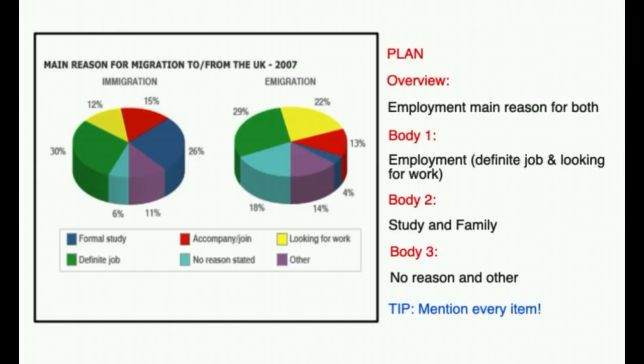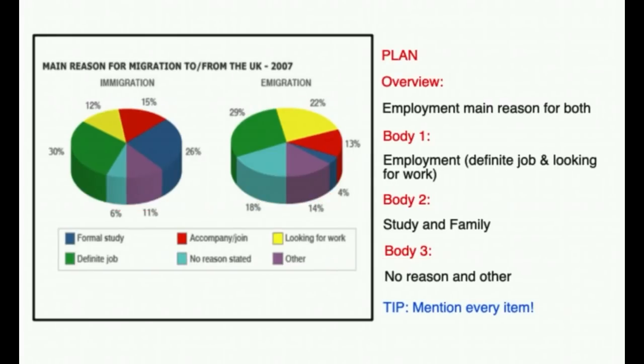In the last paragraph, you could group together no reason and other. A very important tip is also that you should discuss all the reasons. If you miss any, you are in danger, according to the scoring, of being limited to a band 4 for task response. That doesn't mean you have to go into great details as you are selecting the important information, but you must mention at some point every item listed on the chart.